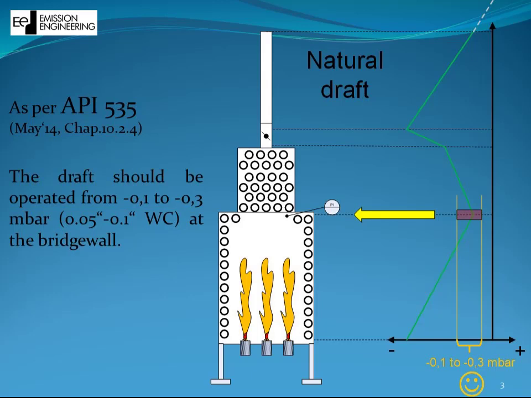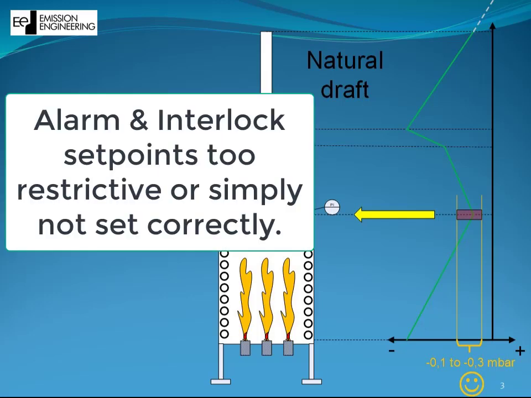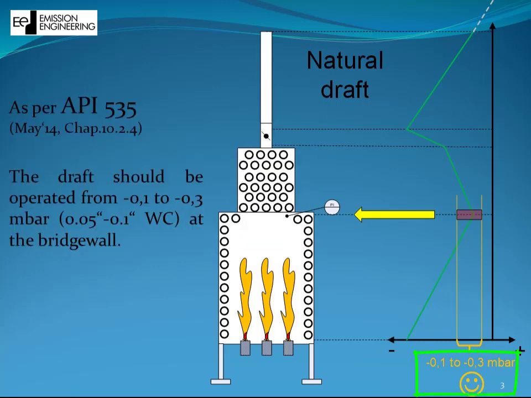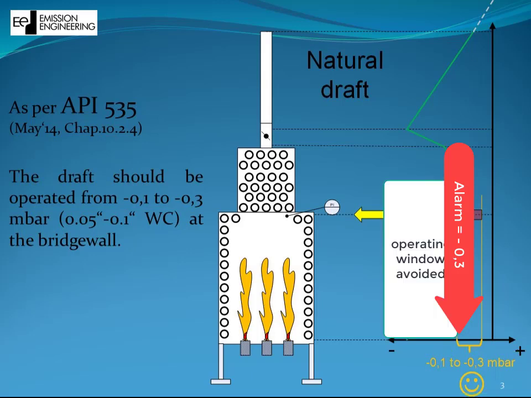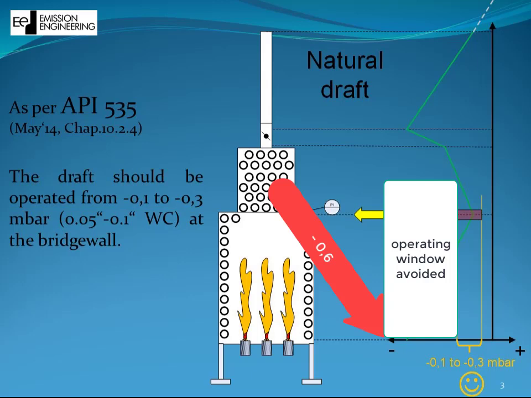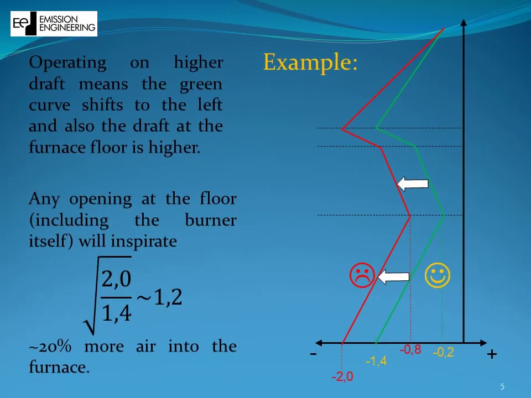The major reason why very often this operating envelope is not put into practice is that the alarm and interlock set points for the draft are too restrictive or literally not set correctly. For example, if the alarm for draft is already set at -0.3 millibar, the control room operator, of course, will try to stay away from that, operating at a higher draft, for example, -0.6 millibar. In this example, you will see what happens if the draft is operated too high.